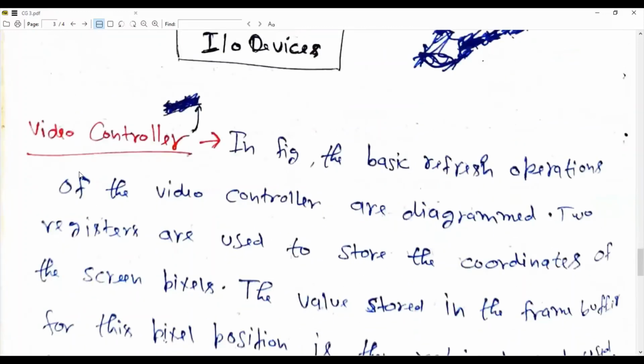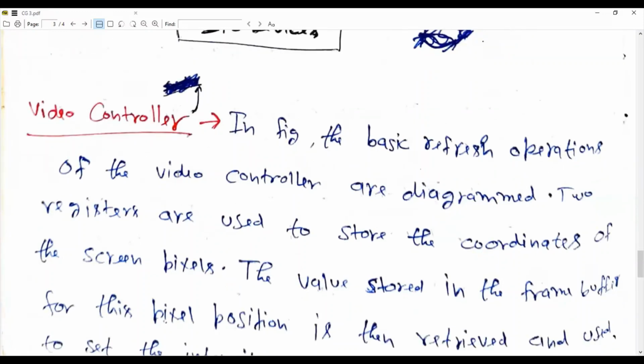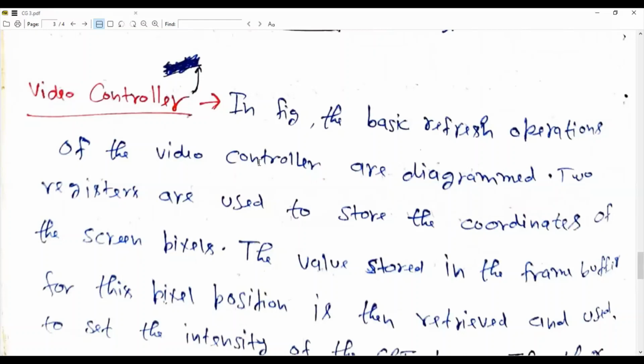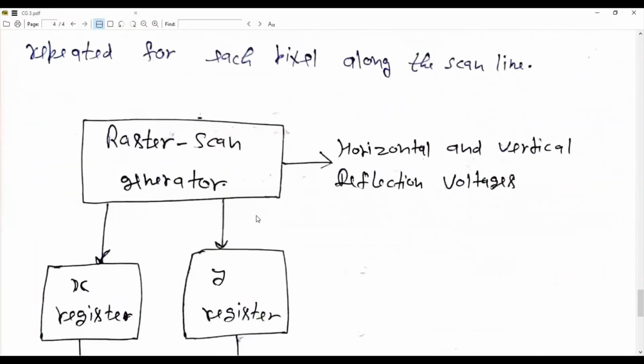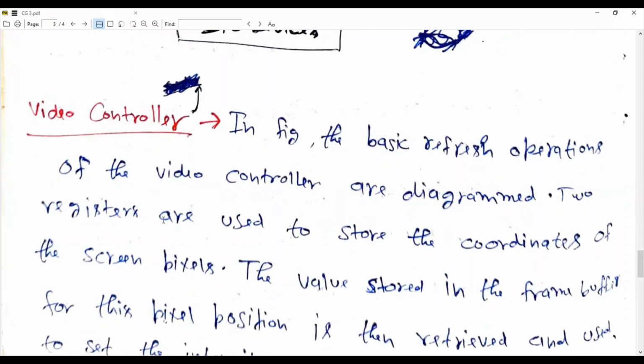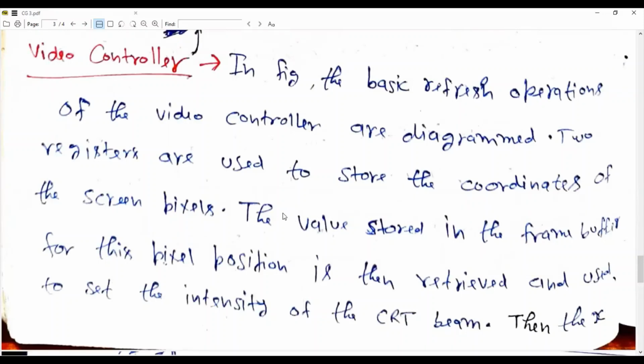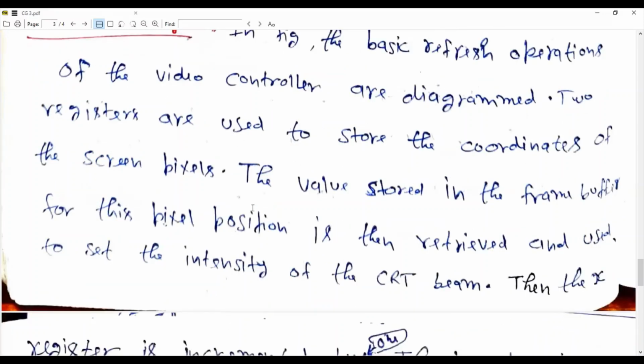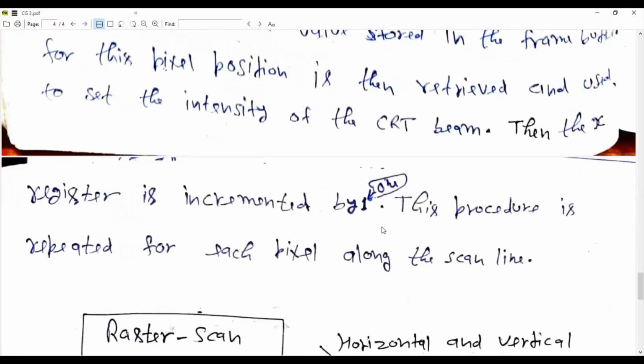Write clearly. Now we have another component, the video controller. What is this video controller? In the figure, the basic refresh operation of the video controller is diagrammed. Two registers are used to store the coordinates of the screen pixels. As we know, every pixel has x and y values, so for this purpose we have two registers: x for the x values and y for the y values, meaning vertical values. The value stored in the frame buffer for this pixel position is then retrieved and used to set the intensity of the CRT beam. Then the x register is incremented by 1. This procedure is repeated for each pixel along the scan line.